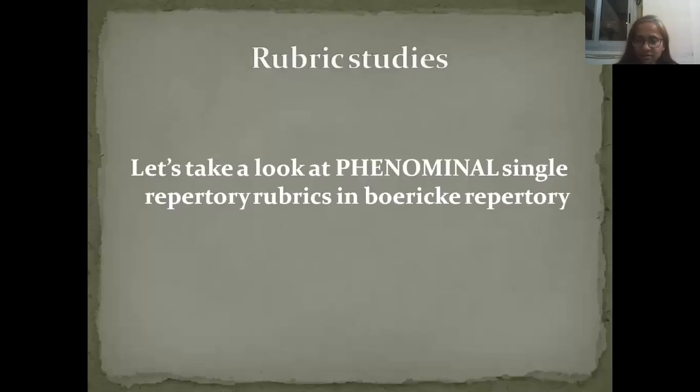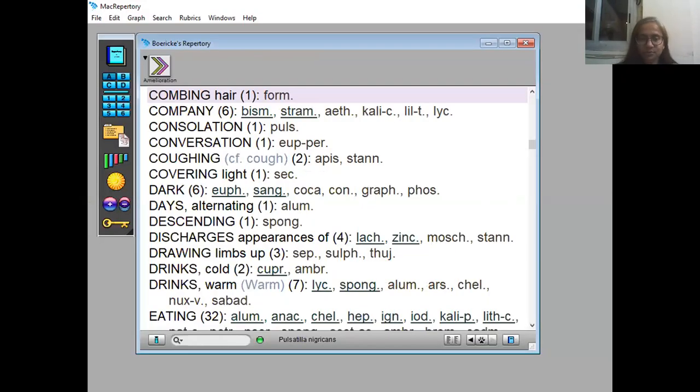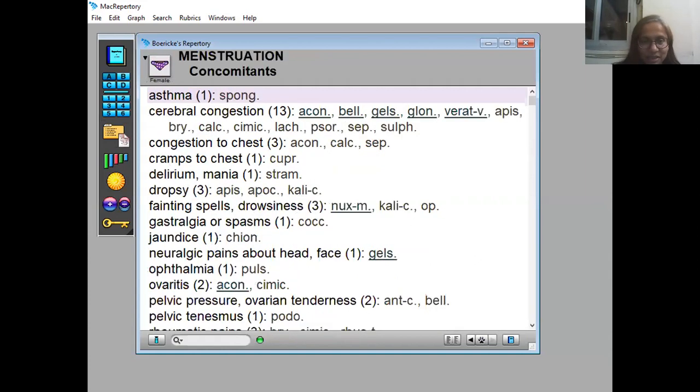Then let's look at some phenomenal rubrics. These are single remedy rubrics in Boericke repertory. Let's have a look. I was so shocked to see this rubric, amelioration by combing hair, and the remedy is Formica. Okay, so if someone tells you, doctor, whenever I comb my hair I feel better, this is the rubric which you need to take.